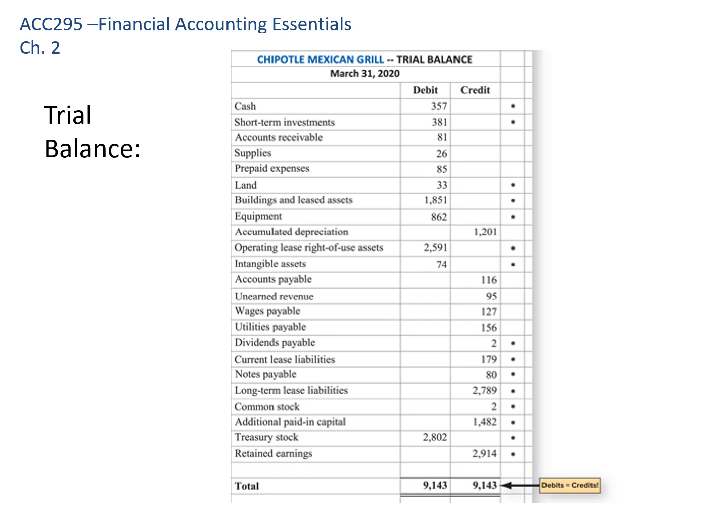One of the mistakes that we would look for here is maybe accounts that have a balance that's different than what their normal balance would be. For example, if I had a credit balance in supplies, I would know that a mistake was made because I can't physically have negative supplies. So I would then correct that mistake and then redo the trial balance before I move forward.